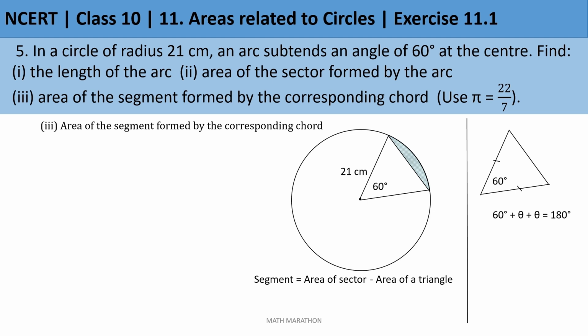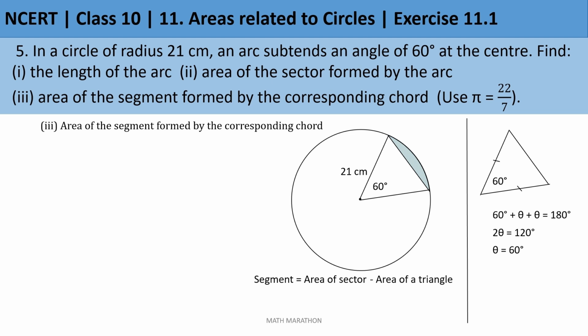We know that sum of inner angles of the triangle is 180 degree. So, 60 plus 2 theta is 180 degree. Let us subtract 60 on both sides of the equation. We get 2 theta is equal to 120 degree. Let us divide the equation by 2. We get theta is equal to 60 degree. So, all three angles are 60 degree. So, all three sides are equal.